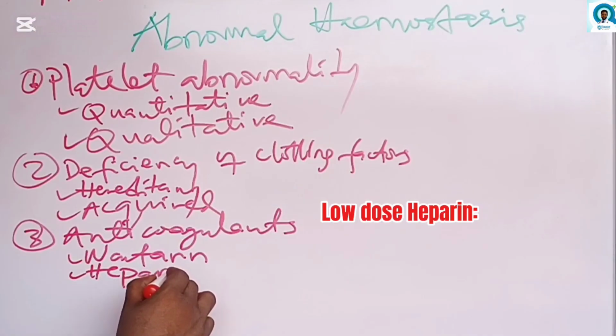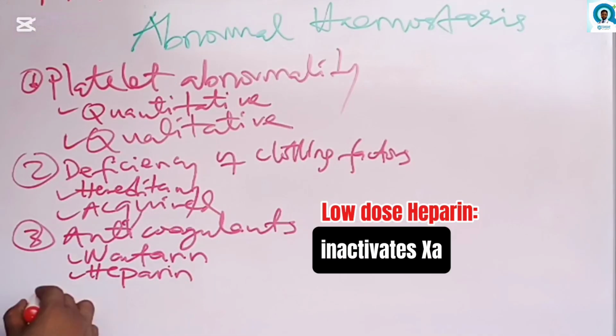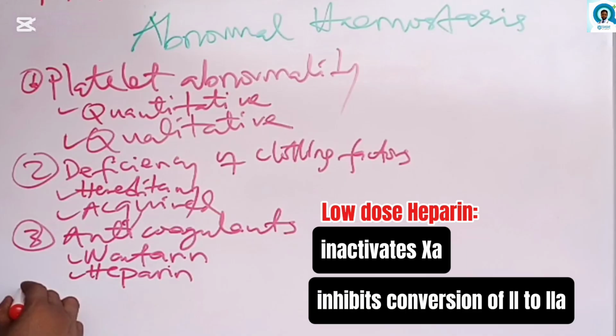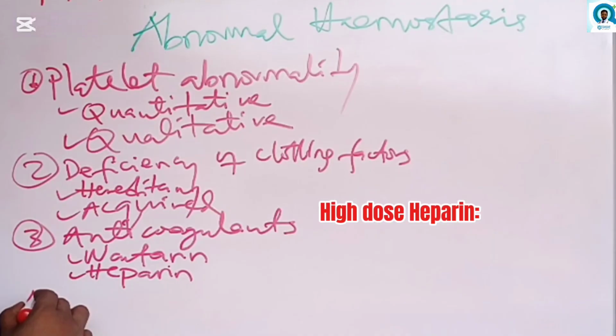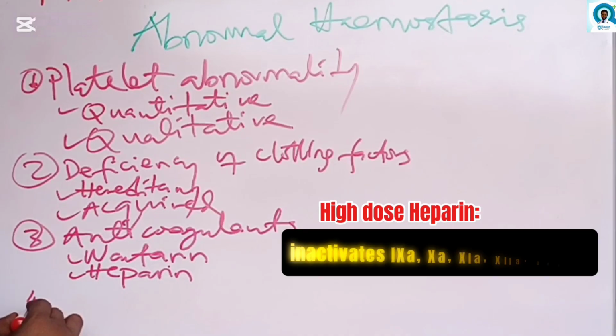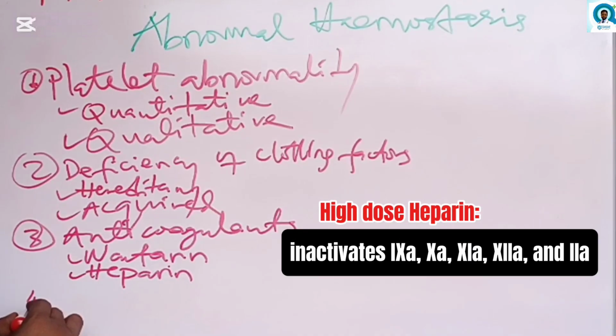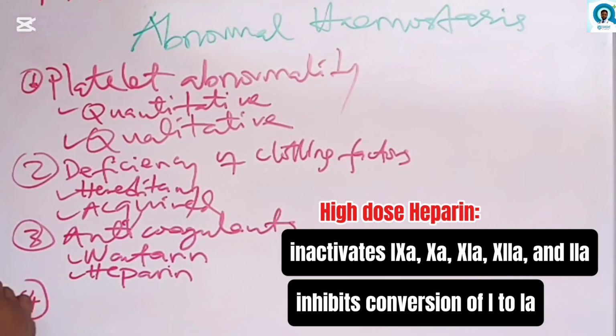Low-dose heparin inactivates active factor 10 and also inhibits the conversion of prothrombin to thrombin, while high-dose heparin inactivates factors 9, 10, 11, 12, and thrombin, and also inhibits conversion of fibrinogen to fibrin.